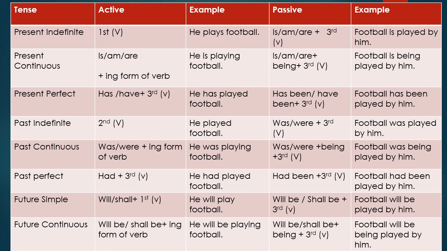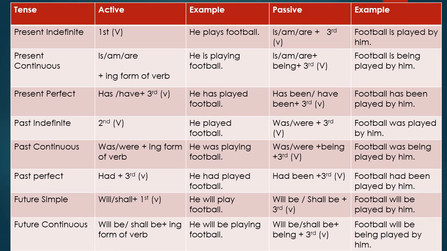So here we have a complete table of active voice and passive voice sentence structure. In present indefinite active voice sentence we use first form of verb, but in passive voice sentence structure we use is, are, am plus third form of verb. For example, he plays football. Here we are using first form of verb, but when we apply the rules it will become football is played by him.